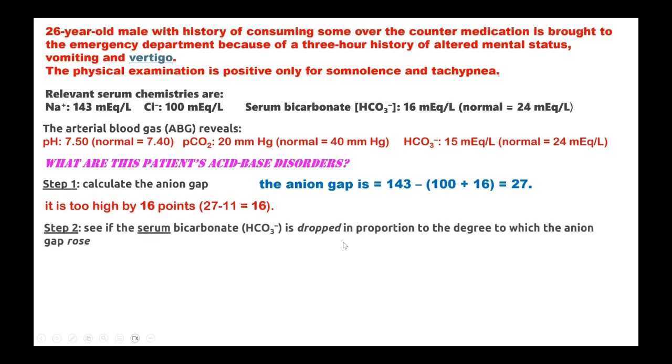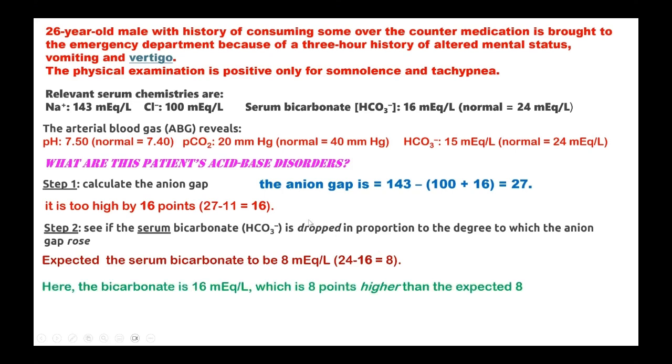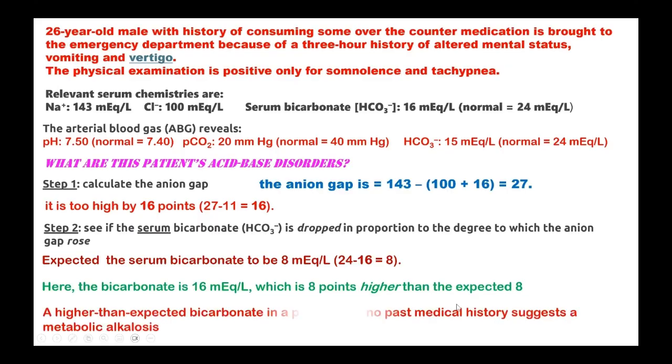Okay. Step 2. The serum bicarbonate drops in proportion to the degree to which the anion gap rises. So you have to find out the delta gap. So what is the expected bicarb value? It should be 24 minus the rise in anion gap, and 16 is the actual value. 24 is the normal value. So it should be only 8. But here it is 16. So the bicarbonate of 16 is 8 points higher than the expected 8. So a higher than expected bicarb suggests a metabolic alkalosis also.